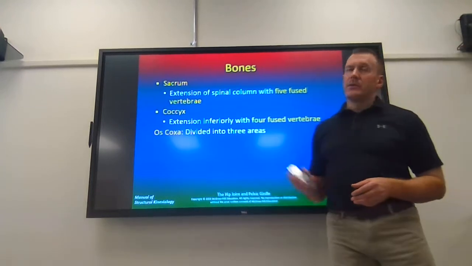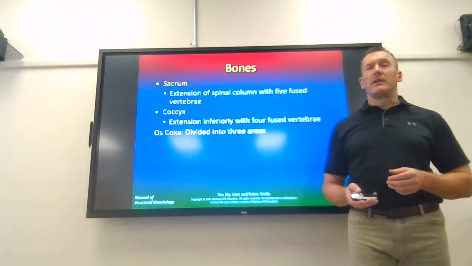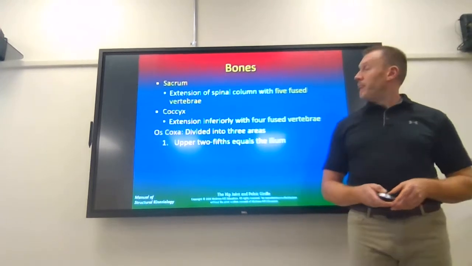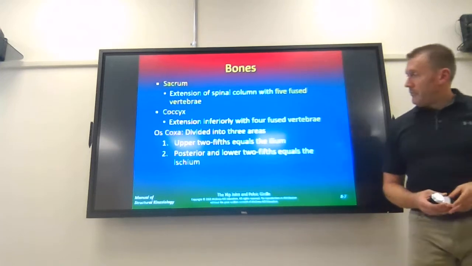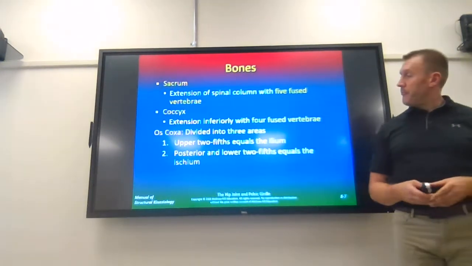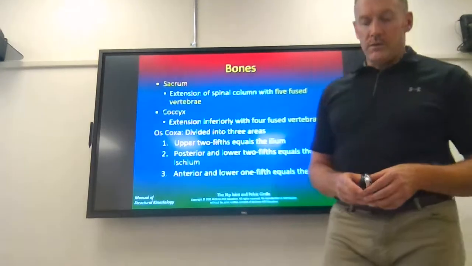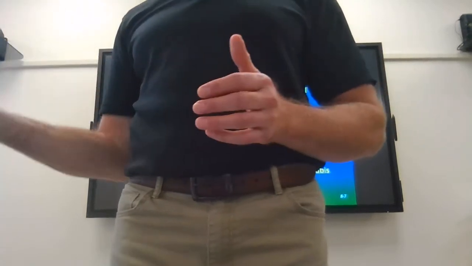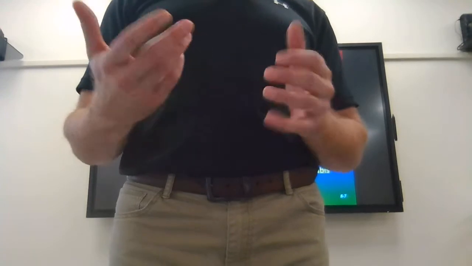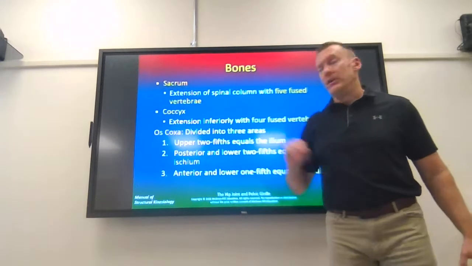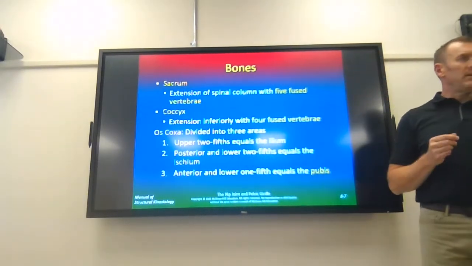So the os coxa, so the right and left hip bones, right and left os coxa, are divided into three areas. So the upper two-fifths is called the ilium. The lower posterior and lower two-fifths is called the ischium, and the anterior one-fifth is called the pubis. So don't confuse the three bones of the pelvic girdle with the three bones that make up each hip bone. Does that make sense? So three bones of the pelvic girdle, right and left, os coxa or hip bone, and the sacrum. And then if you're looking at each individual os coxa or hip bone, it has these three parts.